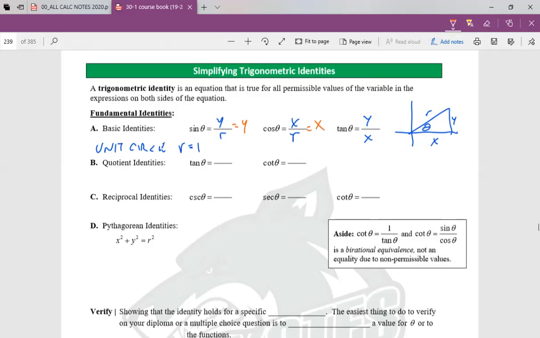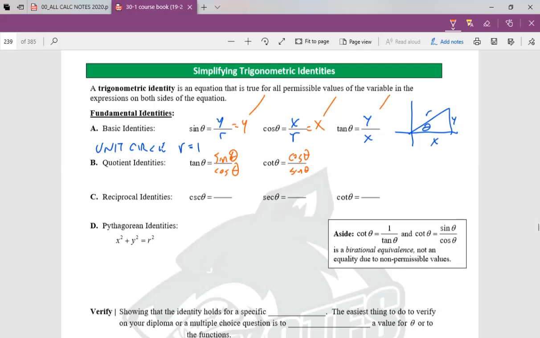All right, so quotient identities, just kind of what they sound like. If sine theta is y and cos theta is x, and tangent is y over x, then it becomes true that tangent is sine theta over cosine theta. And that's true whether you use y over r divided by x over r. The r's will divide out, and it's just y over x, so it's sine over cos. Cotangent, remember, is the reciprocal of tan, so it is cos theta over sine theta.